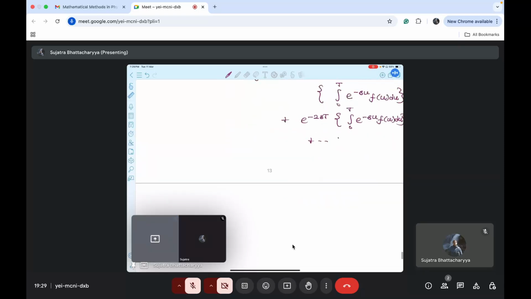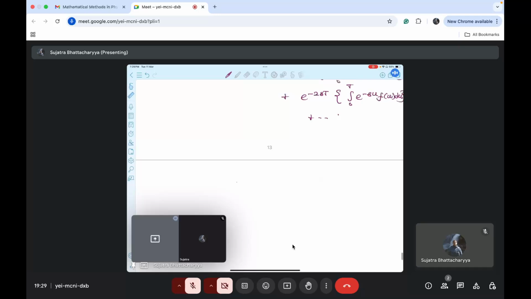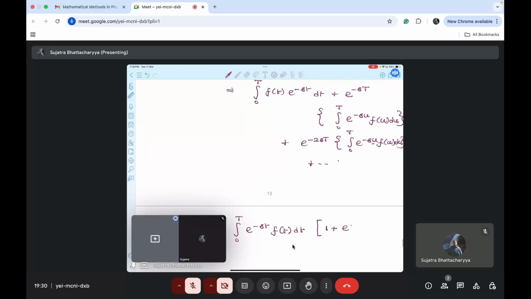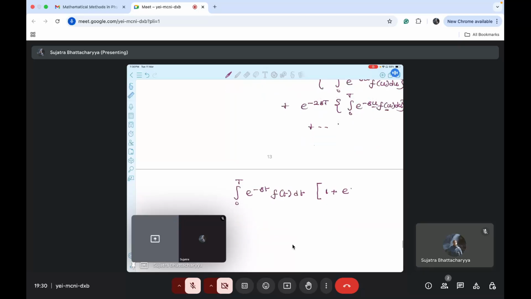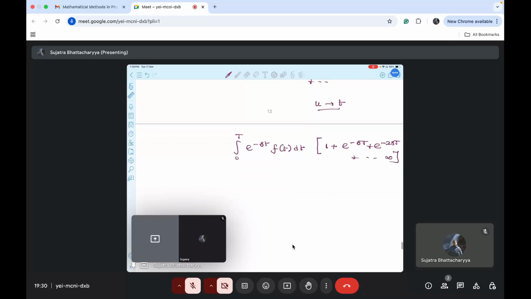Okay. So finally, what I get is the integral from 0 to T of e to the power minus st f of t dt, into 1 plus e to the power minus sT. See, these are dummy variables, the u. You can convert this u to small t every time. So u can be visualized as small t. So it will be this, plus e to the power minus 2sT and so on up to infinity. It's an infinite series. So what will happen there?